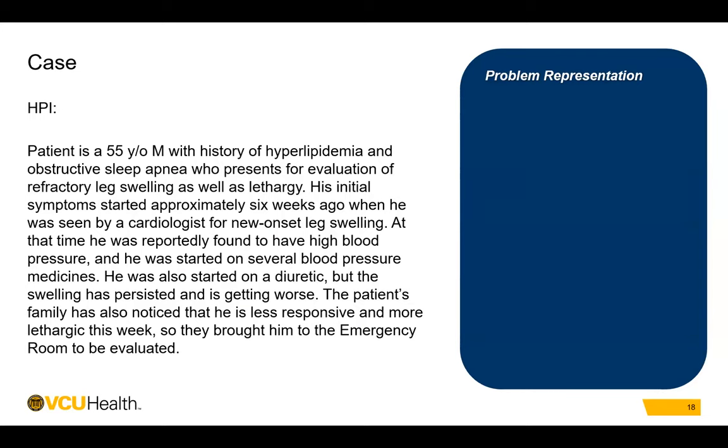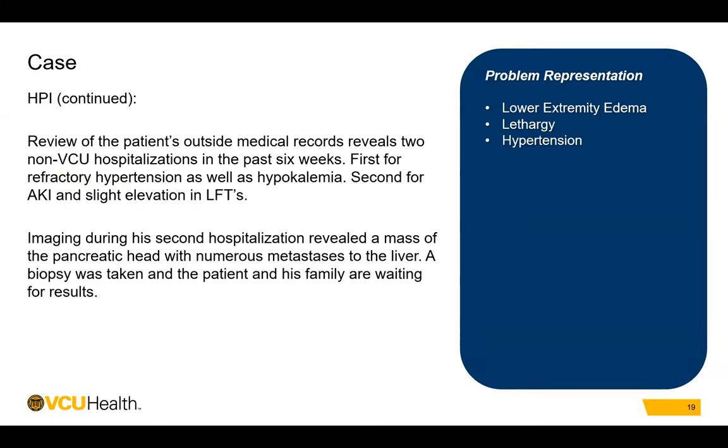So highlighting some things that stood out to me as I started to look at this case. Our patient has lower extremity edema and lethargy. Newly diagnosed hypertension. At his previous hospitalization, he was found to be hypokalemic. And we have this new mass of the pancreatic head with liver metastases. My assumption is going to be at this point, this is probably the pancreatic mass. But again, as we go through the case and learn more, we may revise our problem representation.